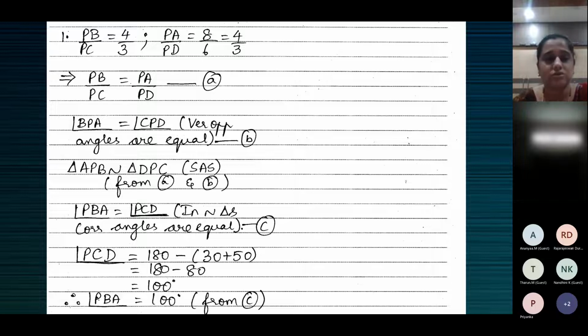For the first proportion, you must find the ratio separately. 4/3, find it separately. Then say that they are equal because both are equal to 4/3. So sides proportional, included angle equal, so similar. Now that they are similar, their corresponding sides are proportional and corresponding angles are equal. So like that, you find the required angle PBA.